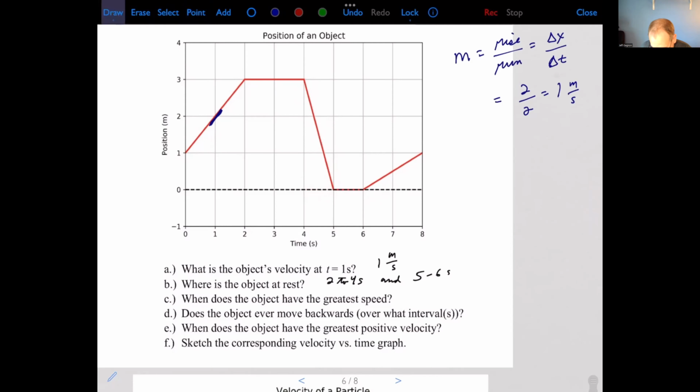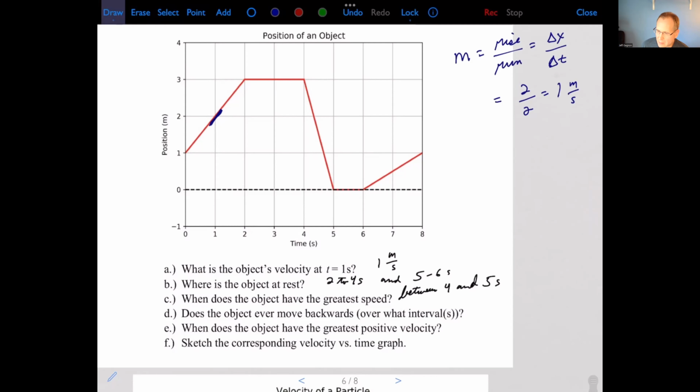Okay. The velocity happens to be negative, but the speed is just the absolute value. This is the magnitude of velocity. So I'll say between 4 and 5 seconds. Does the object ever move backwards?